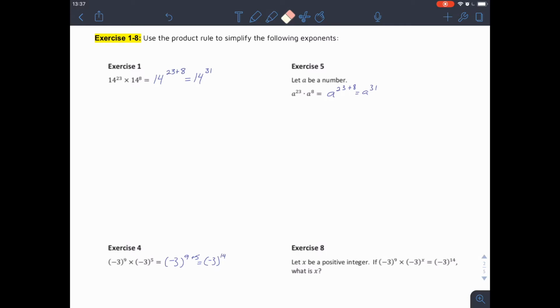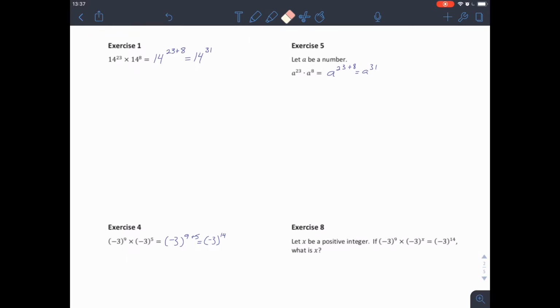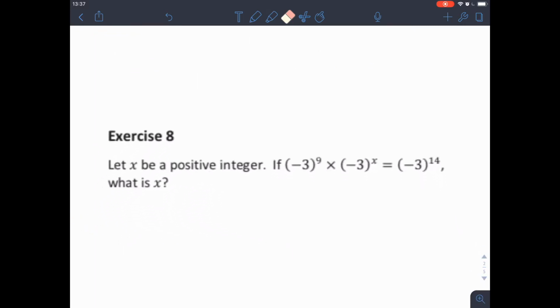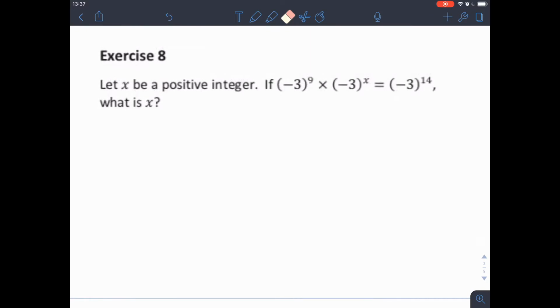Now, if instead of having a variable in our base, like in example 5, we have it in our exponent, what changes? Well, nothing. So if we have x being a positive integer in negative 3 to the 9th power times negative 3 to the x power, and we get that negative 3 is to the 14th power, we can find x using what we know about this law.